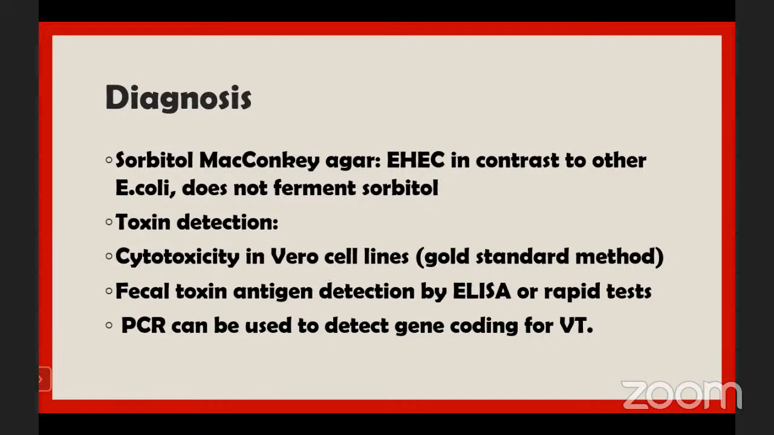Diagnosis: sorbitol MacConkey agar. Enterohemorrhagic E. coli, in contrast to other E. coli, will not ferment sorbitol. Toxin detection: cytotoxicity in Vero cell lines, which is the gold standard method. Next one is fecal toxin antigen detection by ELISA rapid test. PCR can be used to detect the gene coding for verocytotoxin.